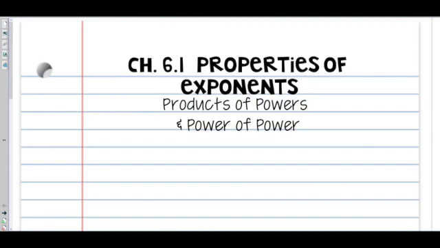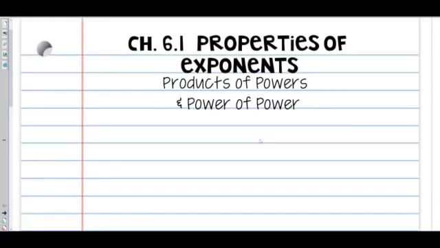Today we're going to go ahead and talk about properties of exponents. We're going to do two rules today. The two rules are called product of powers and power of a power. Since we are continuing from yesterday, when we did zero exponents and negative exponents, we're going to continue today with the rules of exponents, okay?